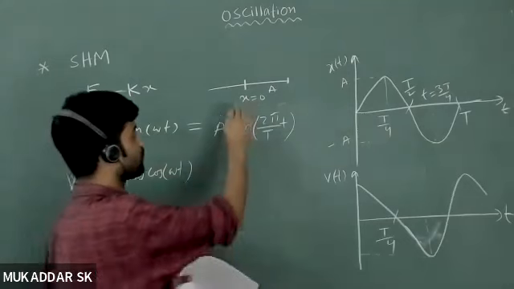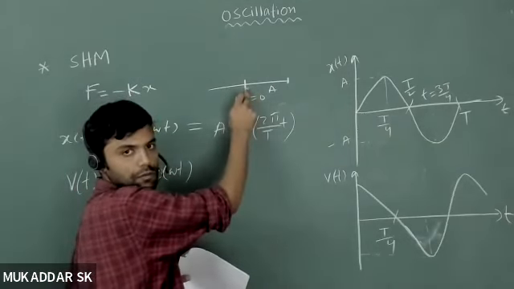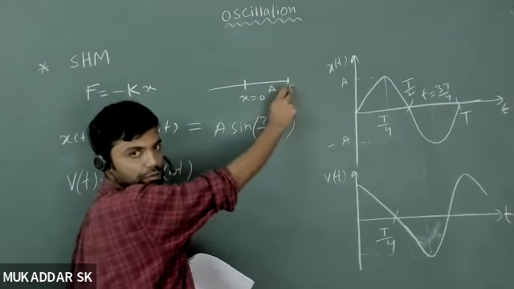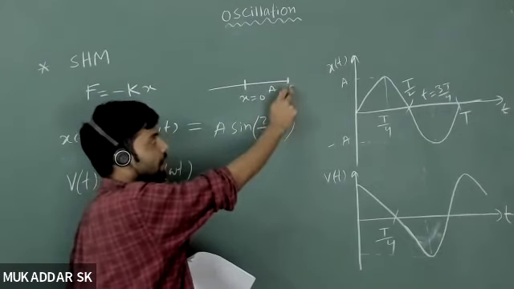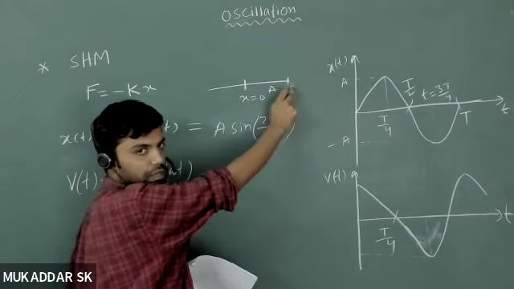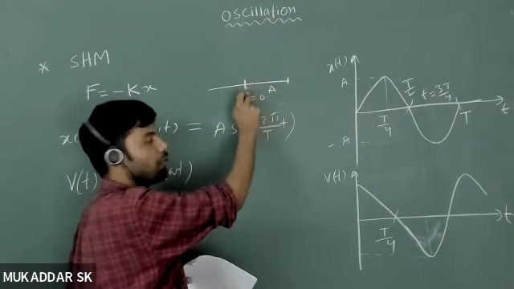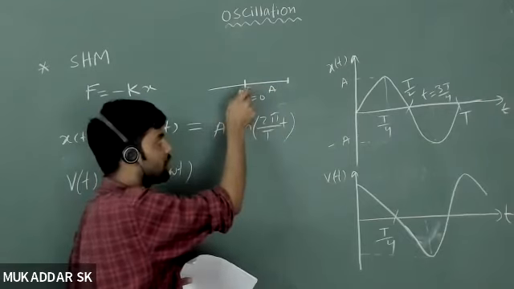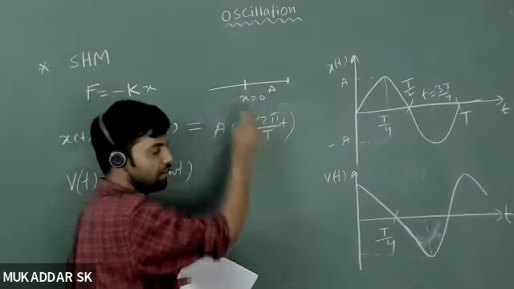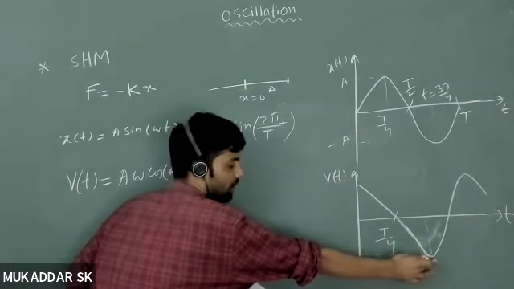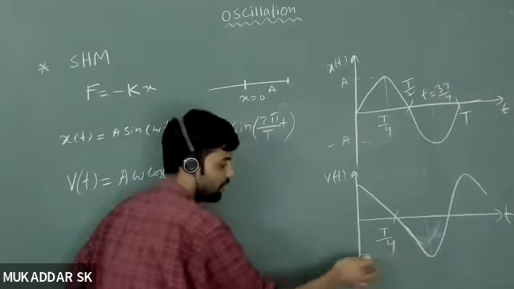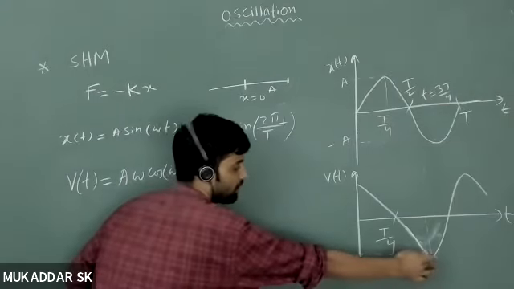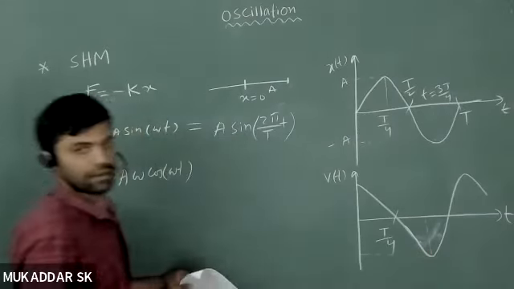So initially your oscillator is at this position, so velocity is maximum. At extreme position, velocity will be 0. Again, at T/4, extreme position, velocity will be 0. At T/2, again it will come to this position, velocity will be maximum, but since this is going in the negative x direction, that velocity is coming in negative. So if you take magnitude, it will be positive. So this minus peak is actually representing the direction.